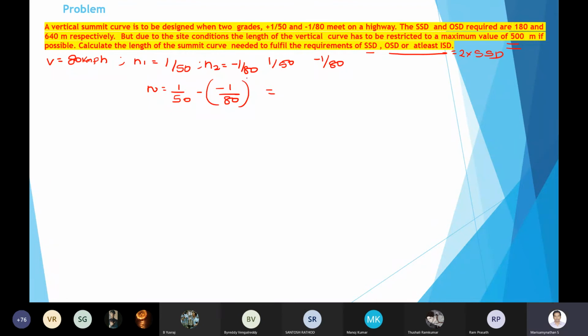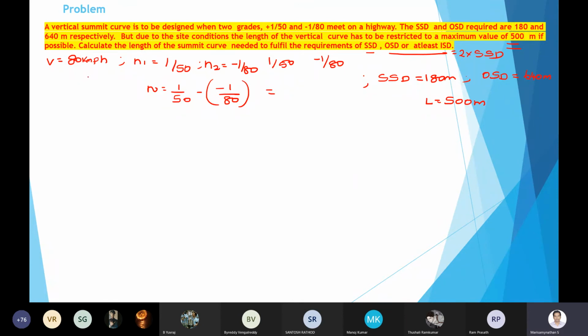The same problem: they have given the SSD value as 180 meter and the OSD as 640 meter. These are the things given in this particular problem. The length is given as 500 meter, with SSD and OSD also given.